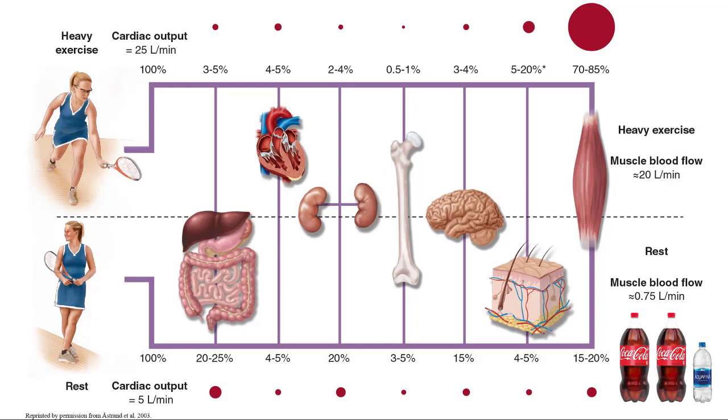But look here at the 70 to 85%, muscles are the largest resource hog. They're getting about 20 liters per minute during heavy exercise. So out of that 25 liters, 5 is going to the rest of the body and 20 is going to the muscles. So we look at the cardiovascular system as the importance, but the heart is really a servant to the muscular system. It's supplying that muscle tissue with the oxygen and resources that it needs.